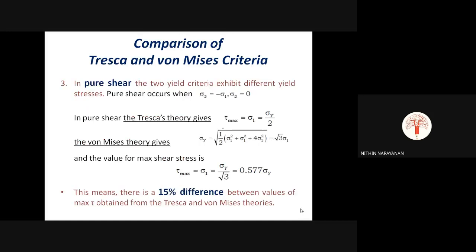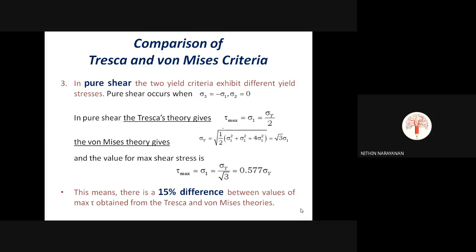Then the third condition, pure shear. In the case of pure shear, the two yield criteria exhibit different yield stresses. In Tresca theory, tau max will be equal to sigma y by 2, or 0.5 sigma y. In von Mises theory, tau max will be equal to 0.577 sigma y. That means there is a 15% difference between the values of maximum shear stress obtained from the Tresca and von Mises theories.